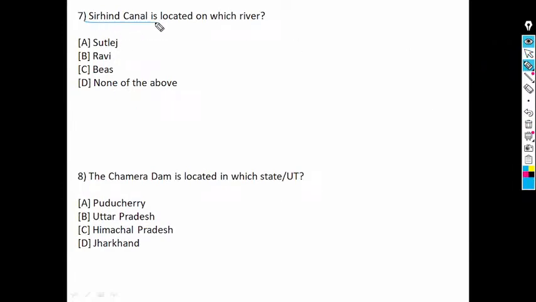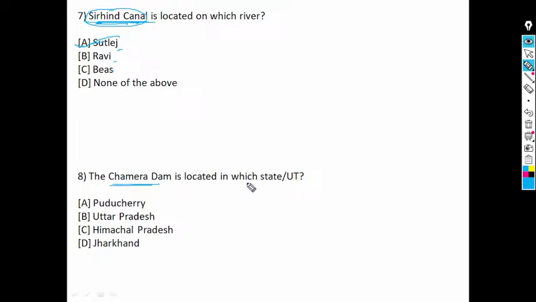Next, the Sirhind Canal is located on which river? Satluj, Ravi, Beas, or none of the above. It is the Satluj. Sirhind Canal is located on the Satluj River.